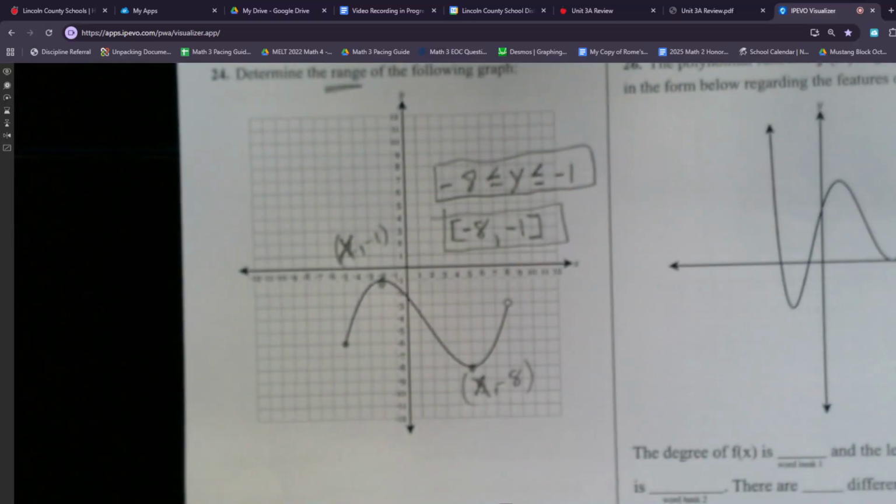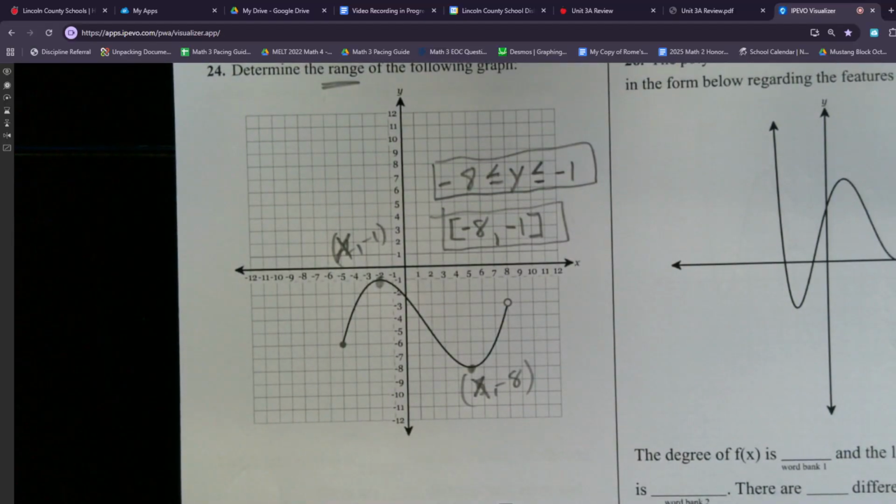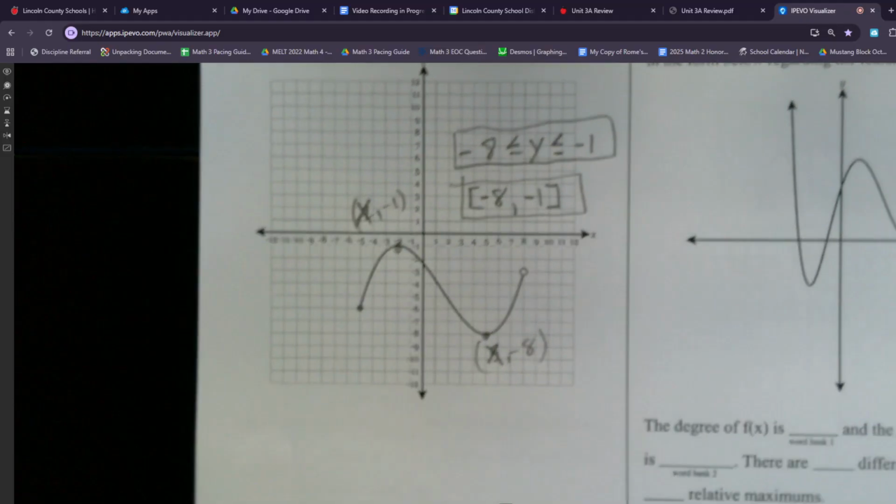So either one of those would work. It'll be sufficient. Okay.